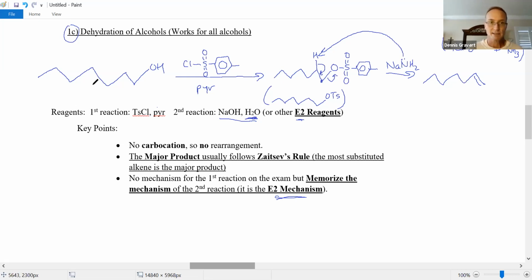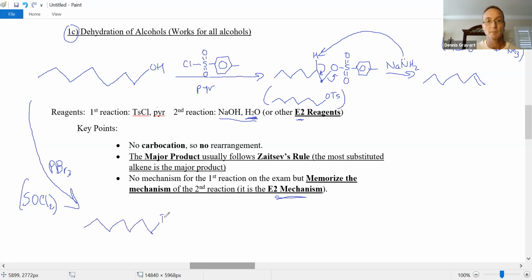If you don't like tosylate, I don't blame you. It's a lot of atoms. Go PBr3. Or if you don't like bromine, no worries. Use thionyl chloride, SOCl2. Change the alcohol into your favorite halide. 7 carbons, and then put a bromine. And then do your E2 reaction.